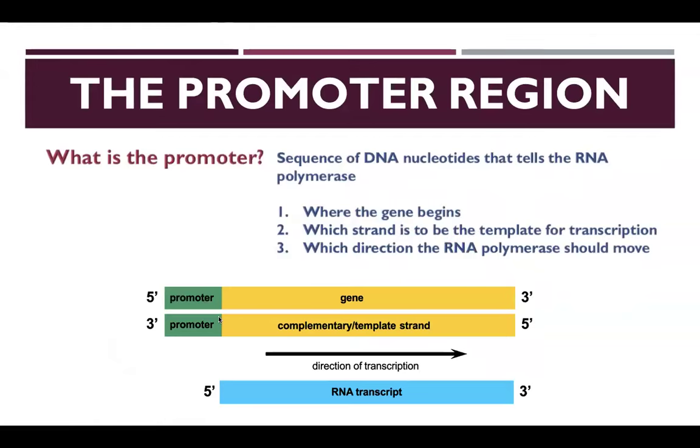So how does it determine what to transcribe, how to do it, etc.? You have the promoter region. So the promoter region is a sequence of DNA nucleotides that tells the RNA polymerase where it begins, which strand is the template, and which direction the RNA polymerase should move. So in this case, the 3' to 5' is your template strand. So because the promoter is in the 3' to 5', the RNA polymerase will come in and create an RNA transcript from 5' to 3'.